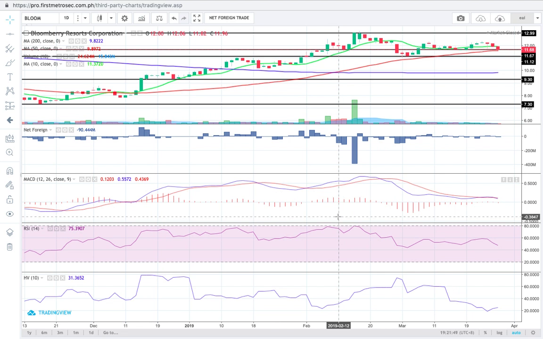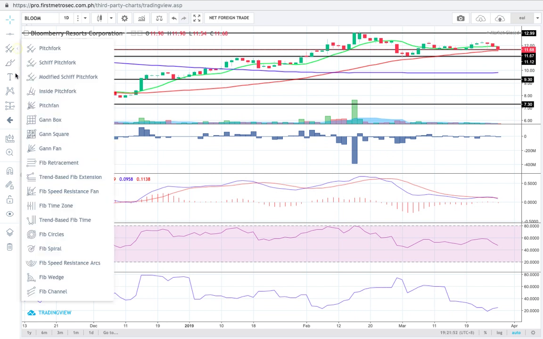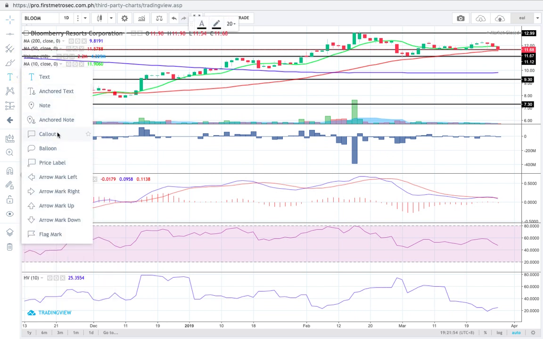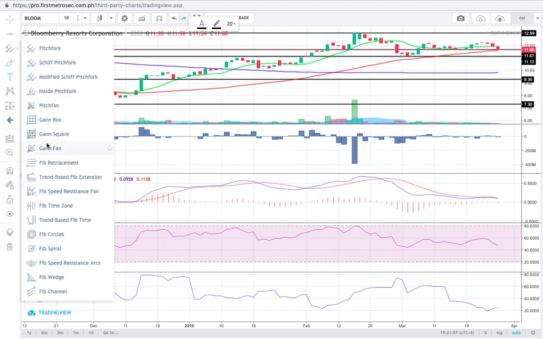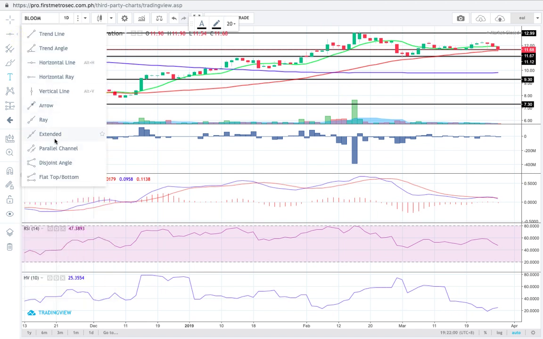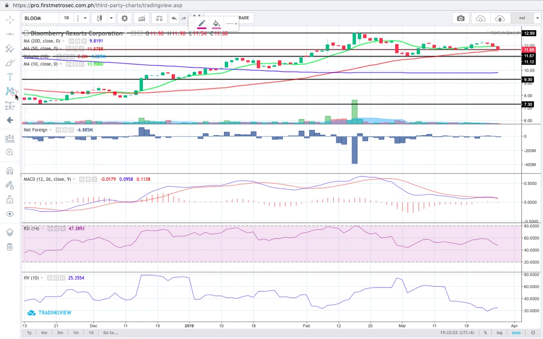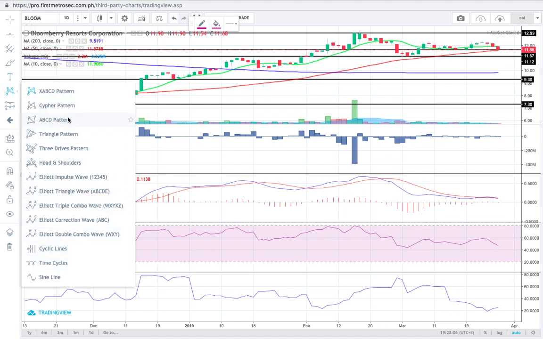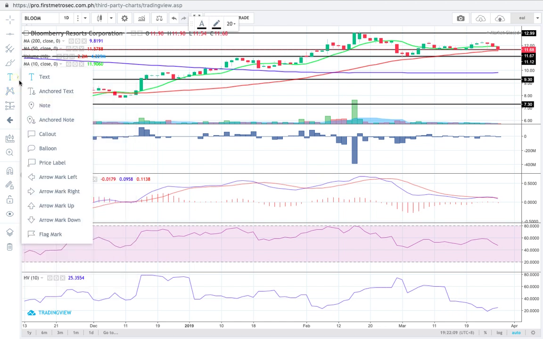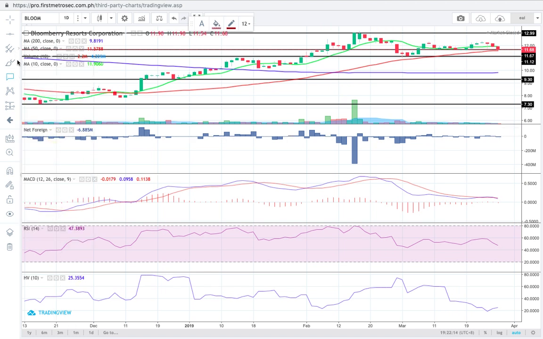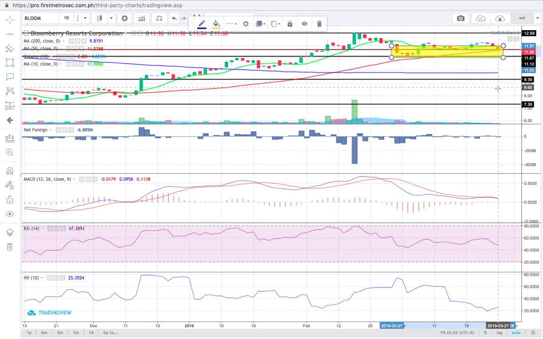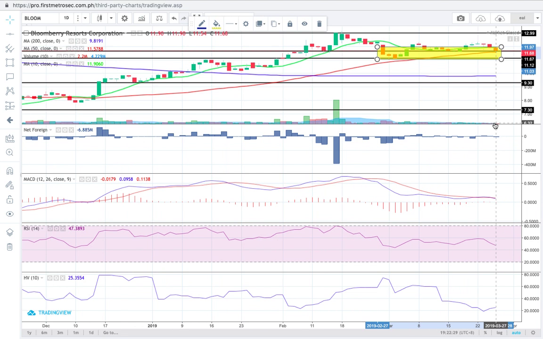on Bloom. So I encourage you to, let me just plot a rectangle here so that you can easily see this section. Okay, this level here. Okay, wait for the price of Bloom to enter this shaded area between 11.6 to 11.12.